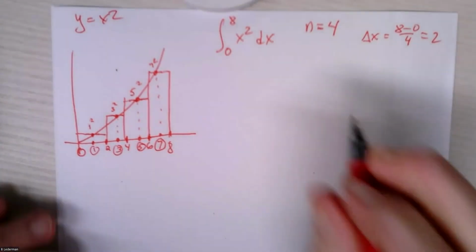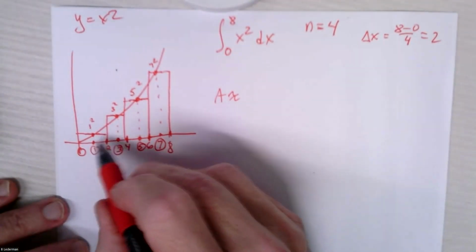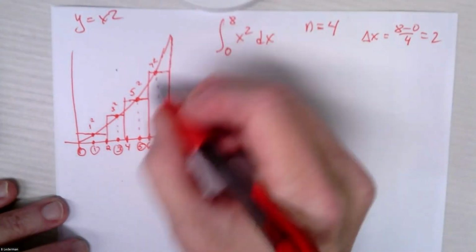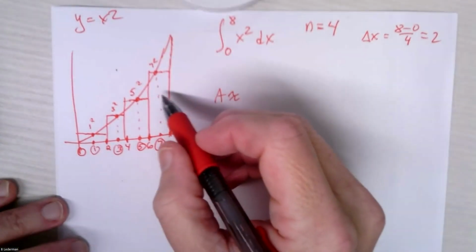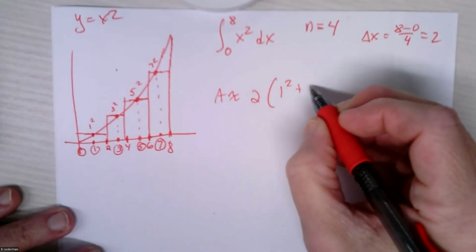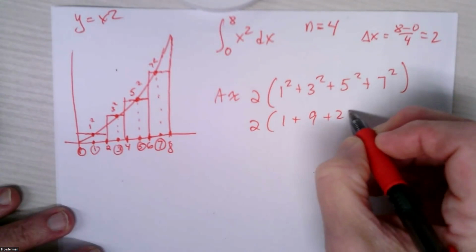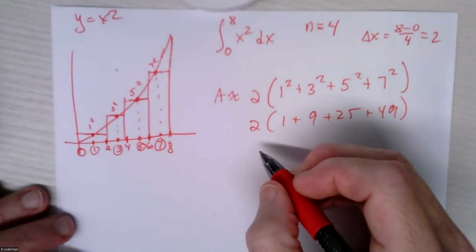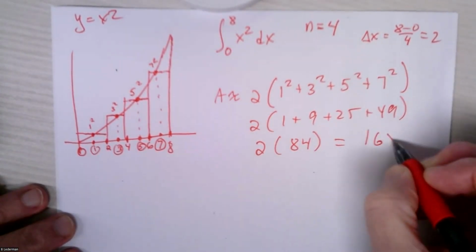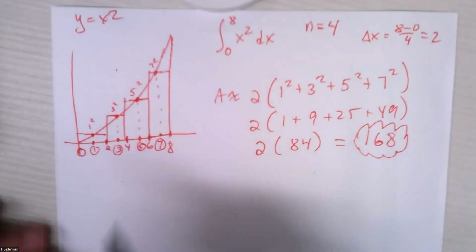So the area of the four rectangles is approximately the area under the curve. Again, there's overage, underage, and so forth, and I didn't draw it 100% perfectly. I'm not a machine. But it's the width, which is 2, times the sum of the heights, 1 squared plus 3 squared plus 5 squared plus 7 squared. So that's 2 times 1 plus 9 plus 25 plus 49, which equals 168. So the area of the four rectangles, the approximation for the area under the curve, is 168.